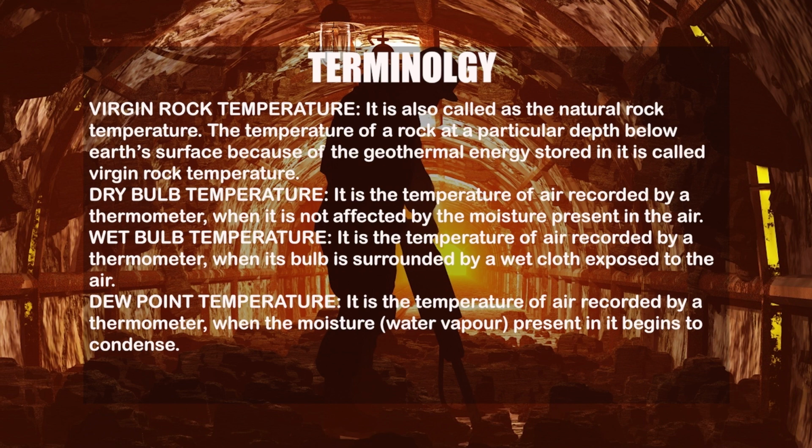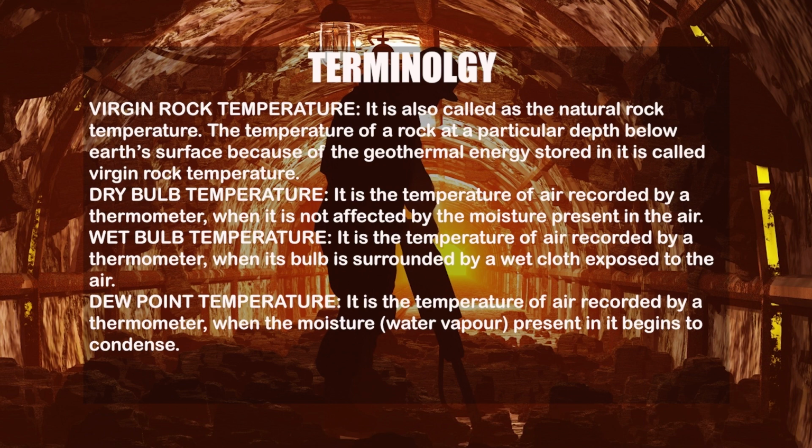Now come to dry bulb temperature. It is the temperature of air recorded by an ordinary thermometer when it is not affected by moisture present in the air. Dry bulb means here the bulb of the thermometer is kept dry and open. The air in which we live, its temperature can be determined using a thermometer, which is called dry bulb temperature.